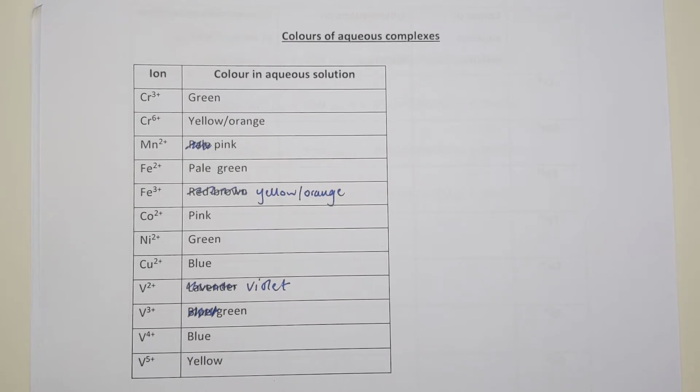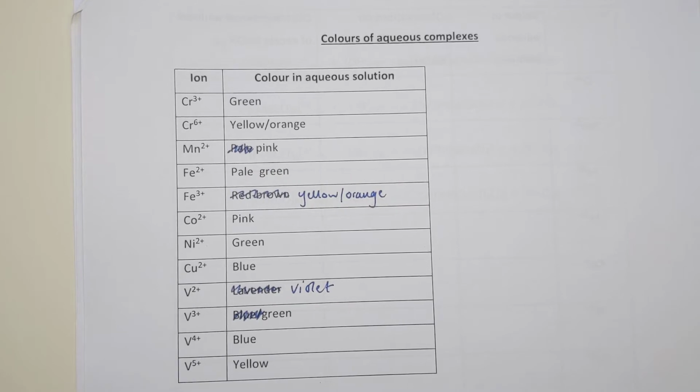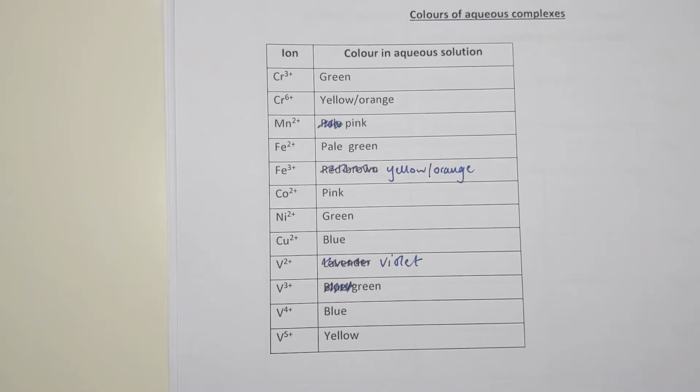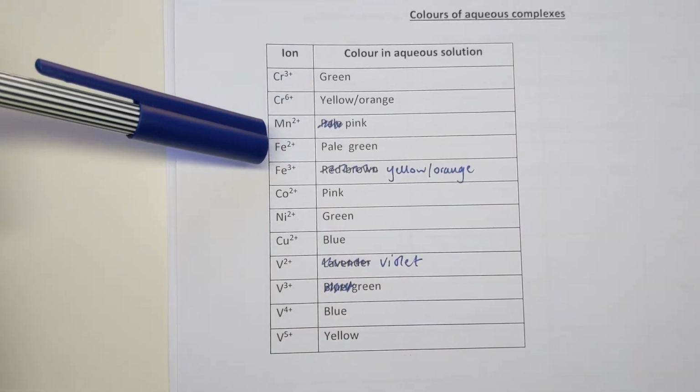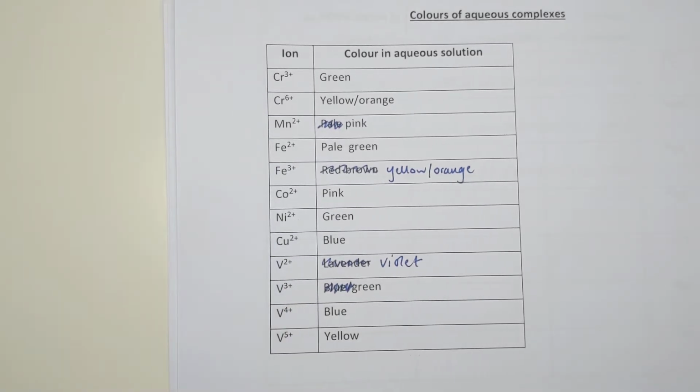So one thing in the specification to look at is to learn the different colours of the transition metal ions in aqueous solution. You've got a table here in your notes on page 5. It's quite a long list, which is quite annoying, but these are the ones that they give you. So you've got chromium 3+, chromium 6+, manganese, iron 2+, iron 3+, cobalt, nickel, copper, and then 4 vanadium ions here, which all have their unique individual colours.